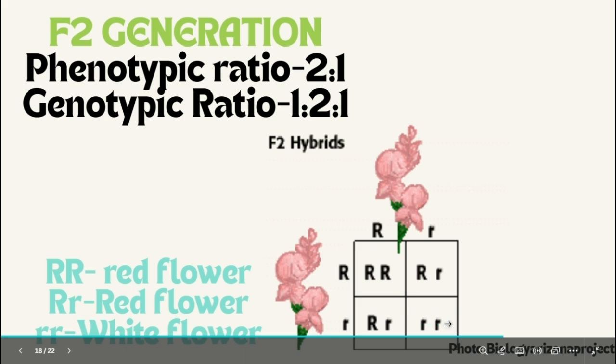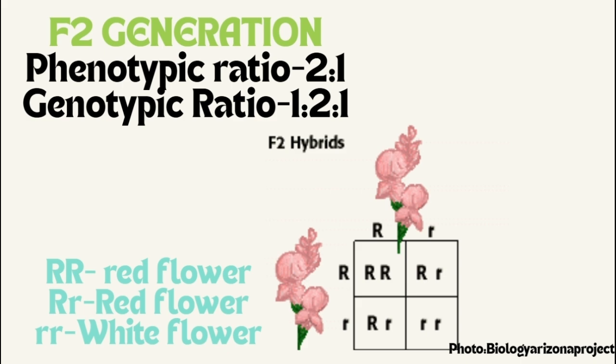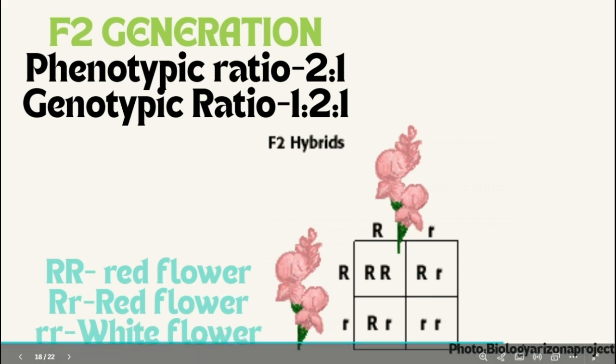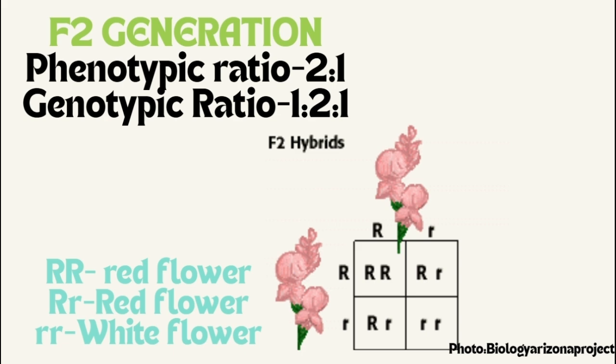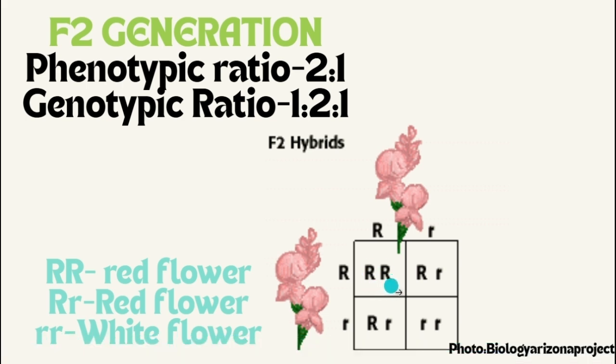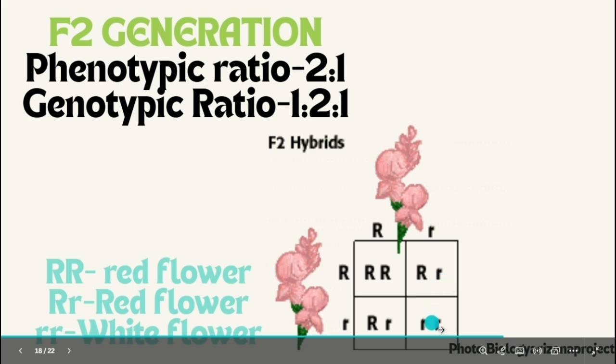And then the last one is going to be little r, which is recessive, and it's going to go for white flowers. So at the end of the day, we have one, two, three. We have three red flowers, and we have one white flower, right? So 3 to 1, right? And then for the genotype, it's going to be one big R, two big R, little r, and then one little r, right?